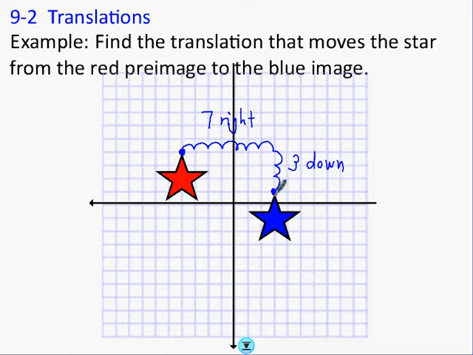And let me show you real quick how we write this. Just like we do with reflections, we start at xy. Where does it get mapped to? Well, what did I do to the x coordinate? I moved it 7 to the right. So the new one's going to be x plus 7. What happened to the y coordinate? I moved it 3 down. That's like taking away 3 from the y. And that's how you write a translation.